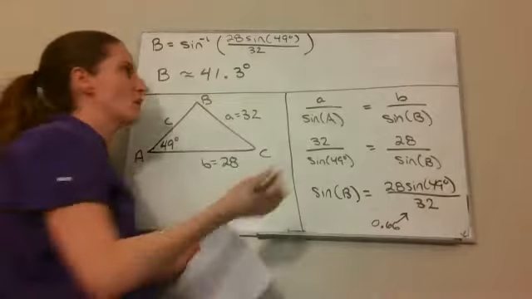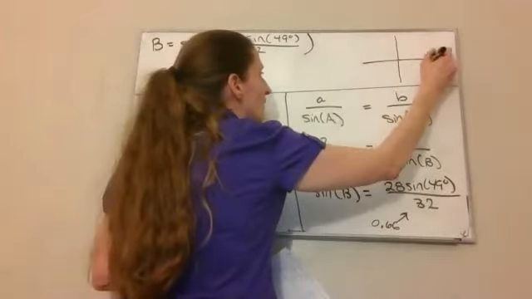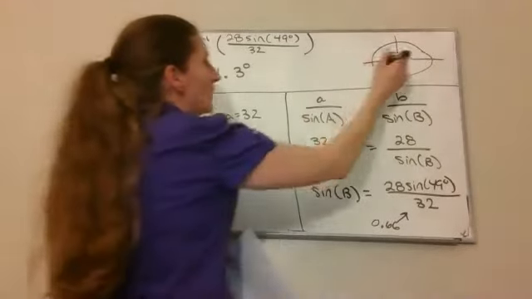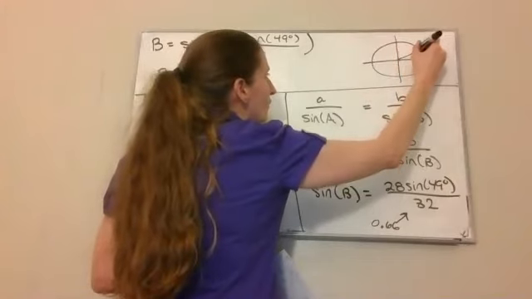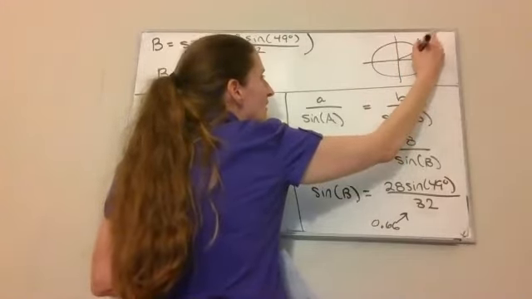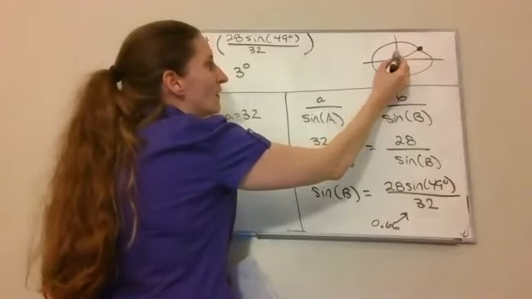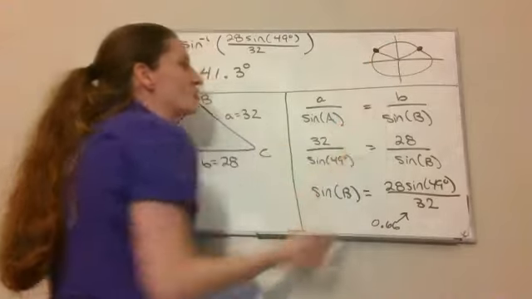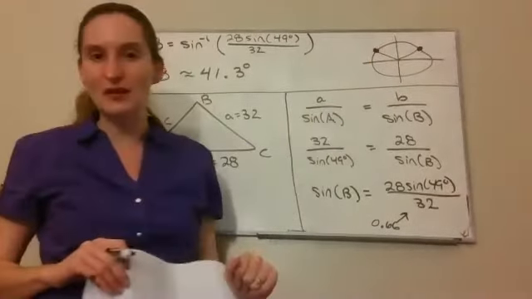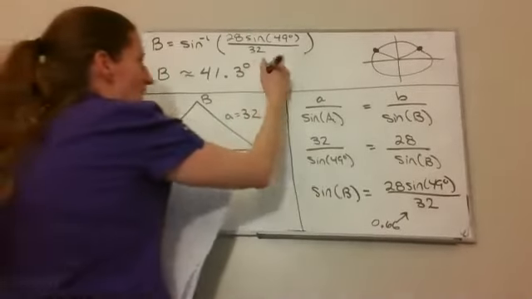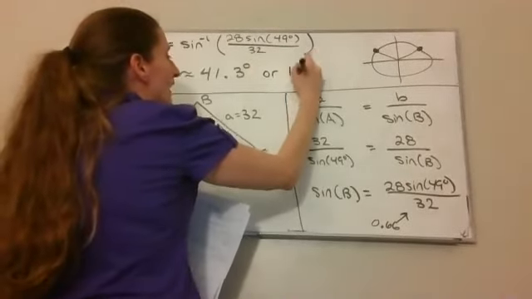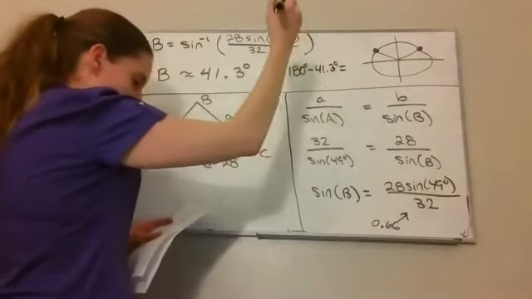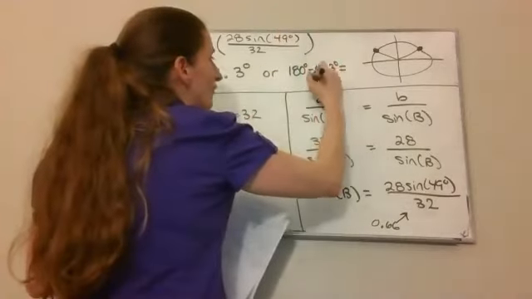Now, remember though, that when we look at our unit circle, sine is the y value. If angle B is about 41.3 degrees, we're talking about an angle around here. My sine at that value is equal to the sine of this angle over here. So we should check because that is another possibility for this angle. That angle is equal to 180 degrees minus 41.3 degrees, which is equal to 138.7 degrees.